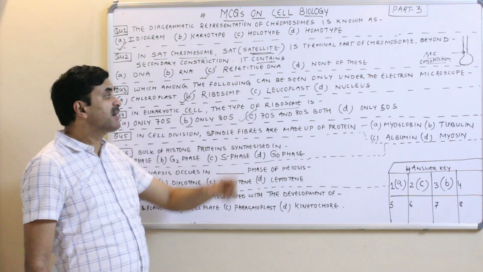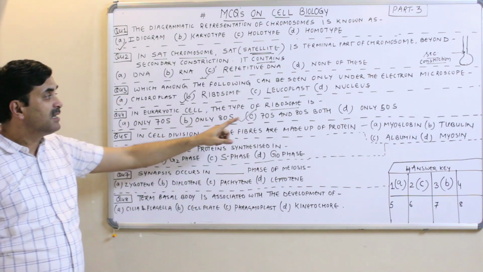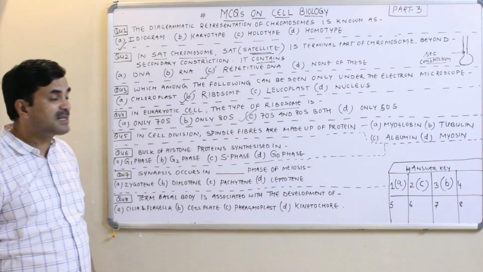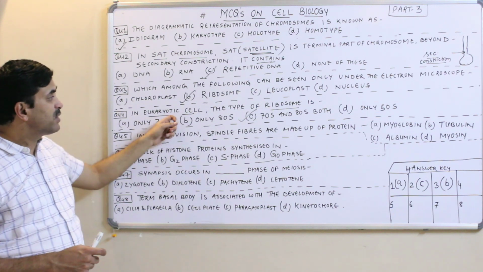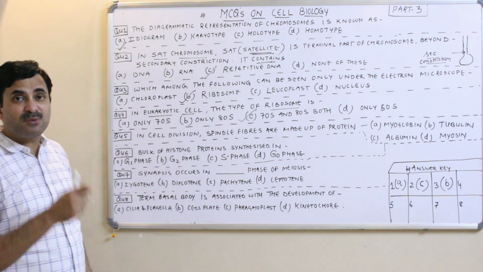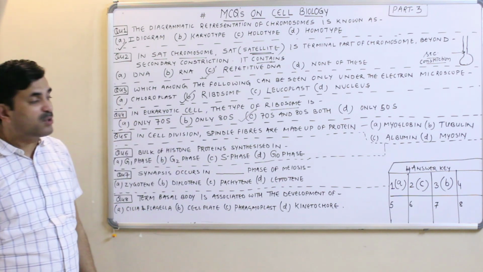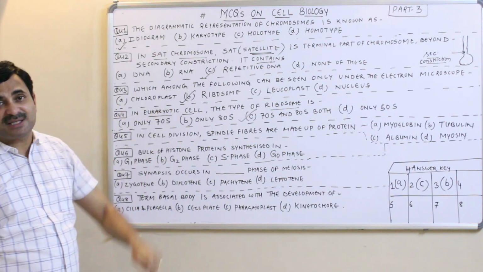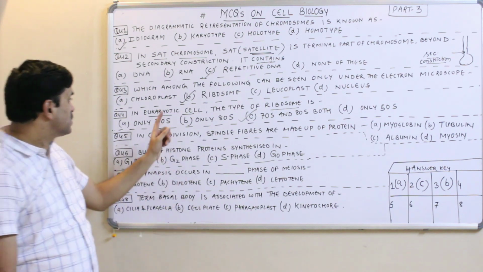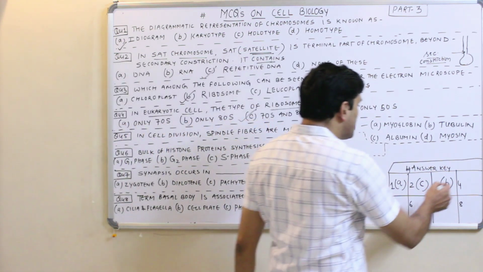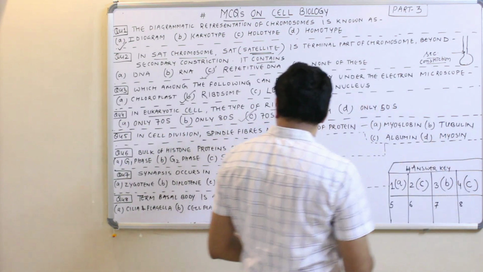So definitely our answer will be not only 80S, the answer will be 70S and 80S, because generally in eukaryotic cells 80S type of ribosomes are found, but eukaryotic cells also contain chloroplasts and mitochondria, and they have 70S type of ribosomes also. So question number 4 will have the answer C.